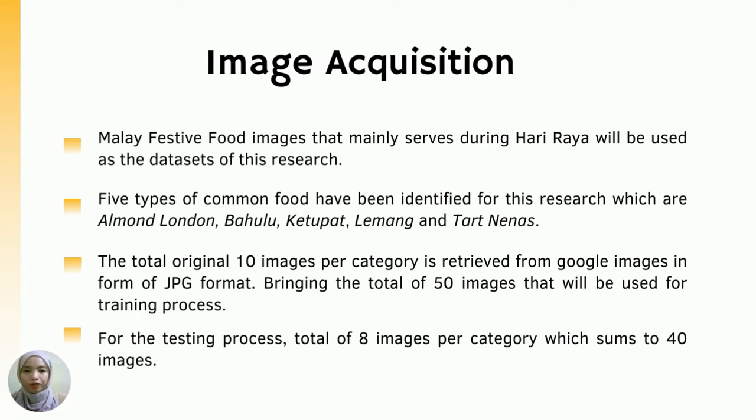5 types of common food have been identified for the dataset, which are the meletup, bahulu, ketupat, lemang, and the tart nanas. A total of 10 original images per category is retrieved from open sources, which is Google Images, in JPG format. Bringing all this together, 15 images will be used for the training process. For the testing process, a total of 8 images per category, which sums to about 40 images.